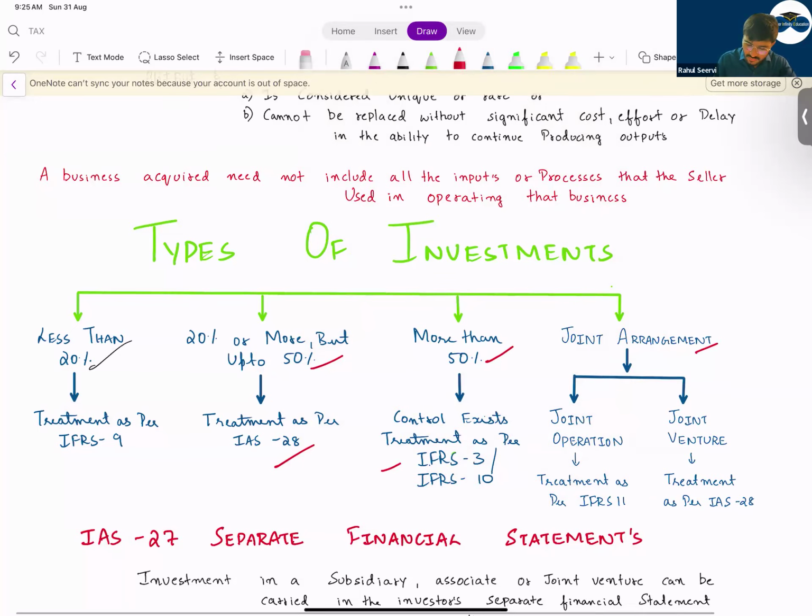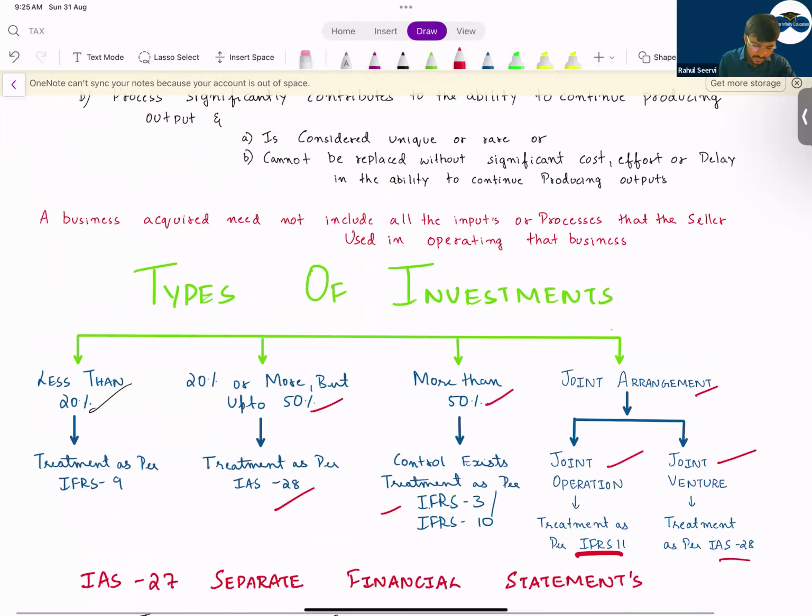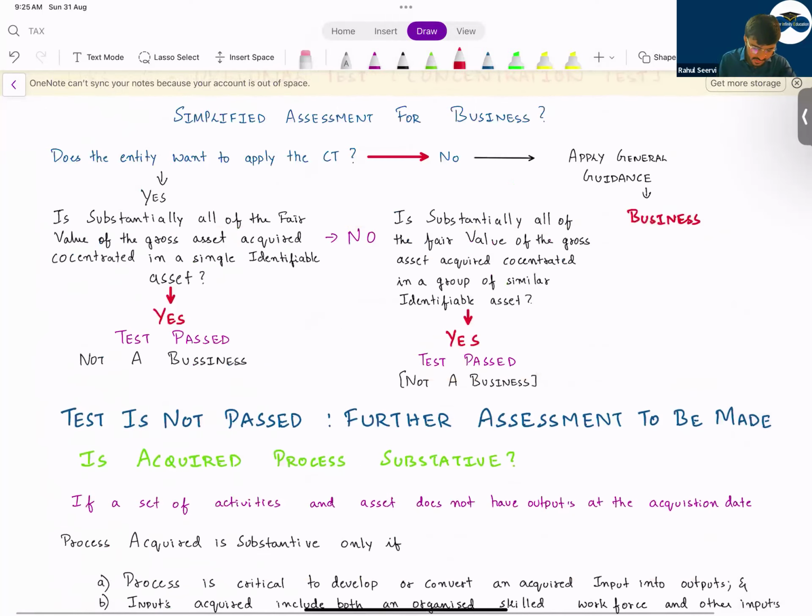For a joint arrangement, you have to see whether it's a joint operation or a joint venture. If it's a joint operation, IFRS 11 will apply. If it's a joint venture, IAS 28 will apply. So now let us start with the first theory topic, that is control.